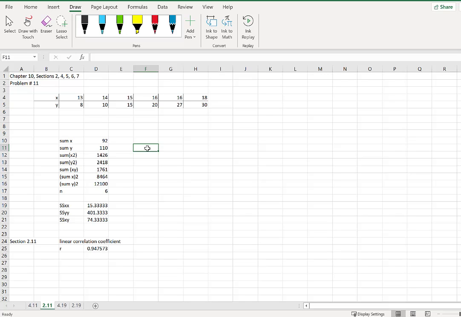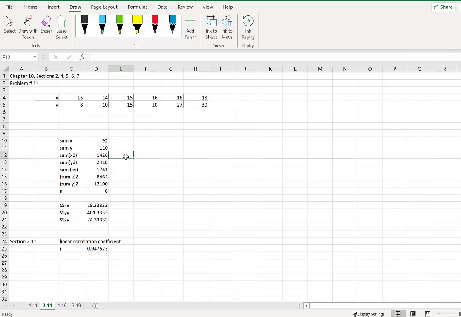I also need the sum of the x squareds. In this case, I'm using the sum of square function. What that does is it takes each value across each of those cells, so it'll take 13 and square 13. Then it'll add to that 14 squared, plus 15 squared, plus 16 squared, plus another 16 squared, plus 18 squared, and then give that sum. So that's what it does for me right there.